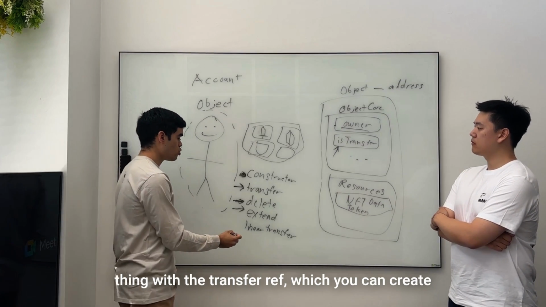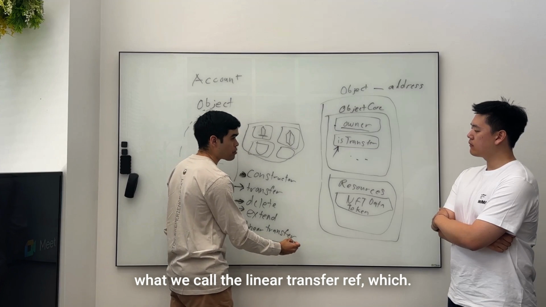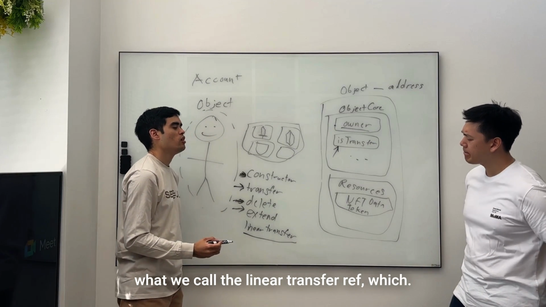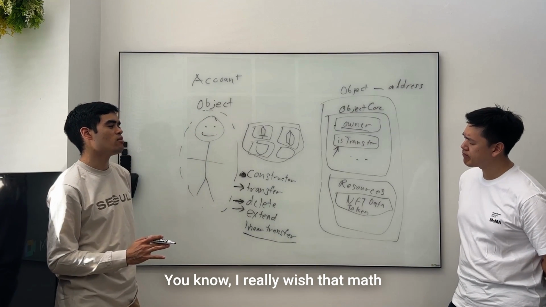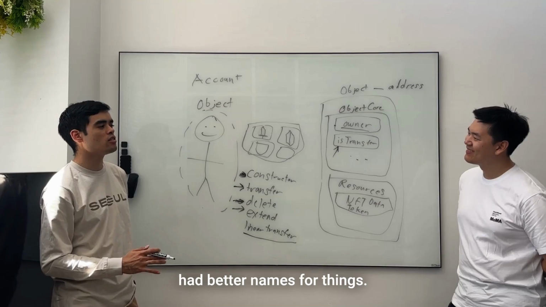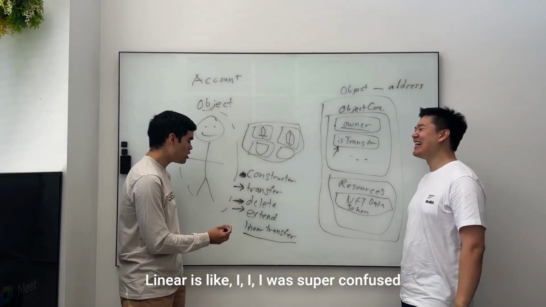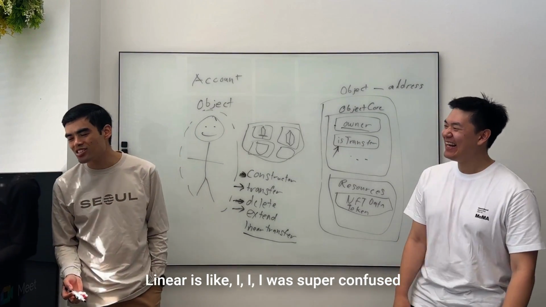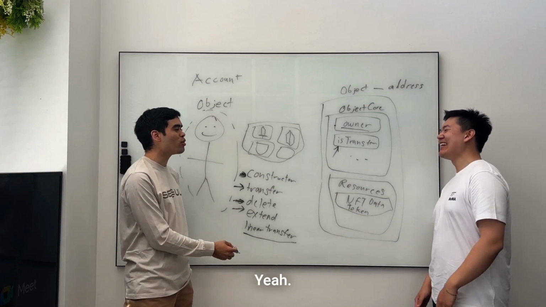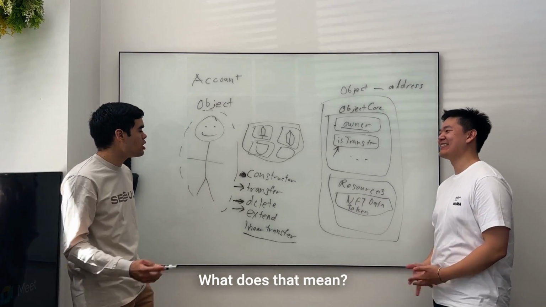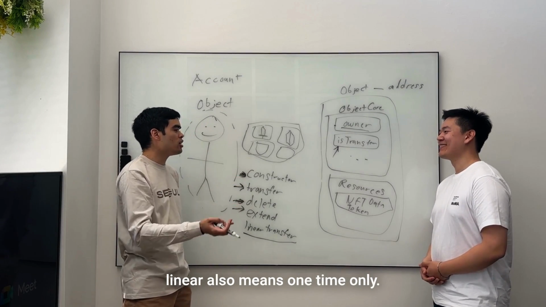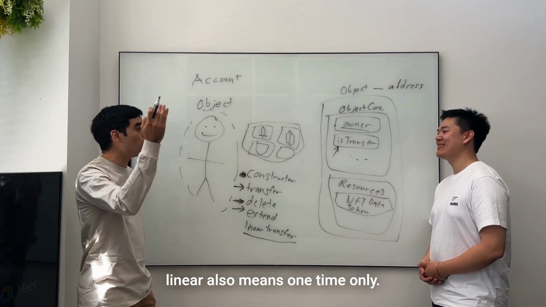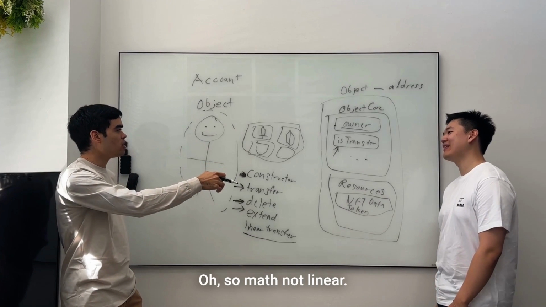And if you turn it off, you can do another thing with the transfer ref, which is you can create what we call the linear transfer ref, which, you know, I really wish that math had better names for things. I was super confused when I first saw linear transfer ref. What does that mean? I forgot that linear also means one time only in math.